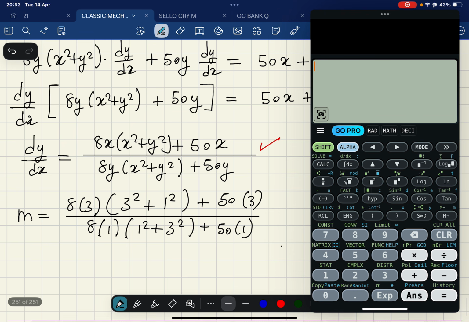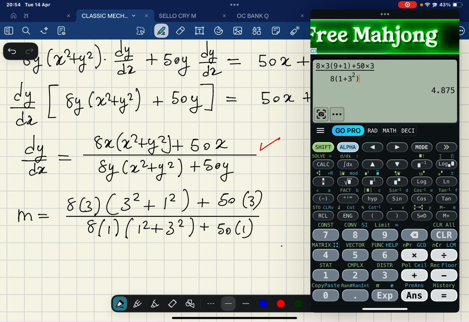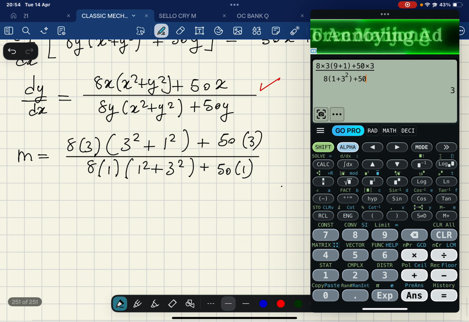From there I can press my calculator by just saying 8 times 3 multiplied by 3 squared plus 1 squared, which is the same as 9 plus 1, plus 50 times 3, divided by 8 into 1 times 1 plus 3 squared, close the brackets, plus 50, which means my gradient is equal to 3.